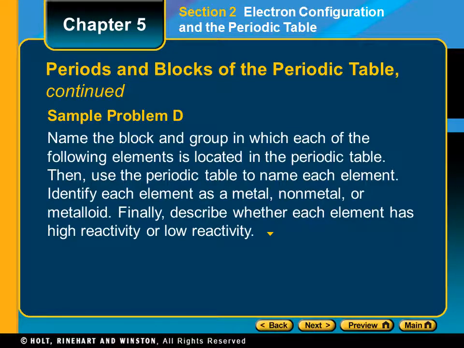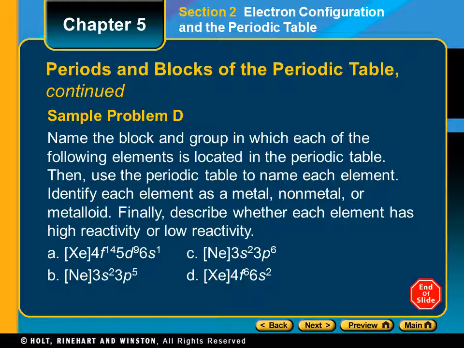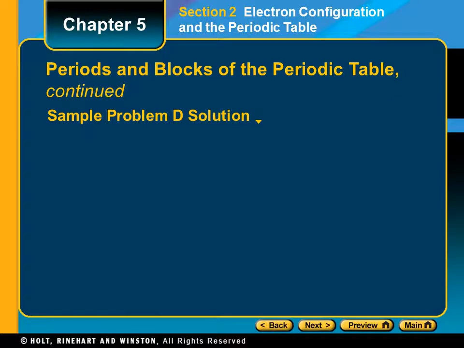So how do we look at this? Name the block and group in which each of the following elements is located in the periodic table. Then use the periodic table to name each element. Identify each element as a metal, nonmetal, or metalloid. Finally, describe whether each element has high reactivity or low reactivity. So here we are. We've got these 2 examples and a couple more. We're going to look at all these.